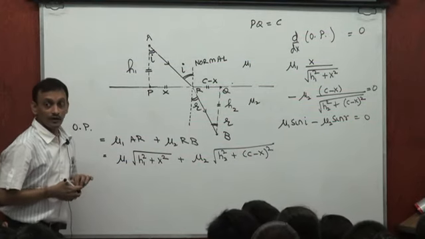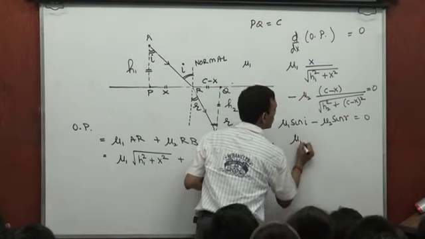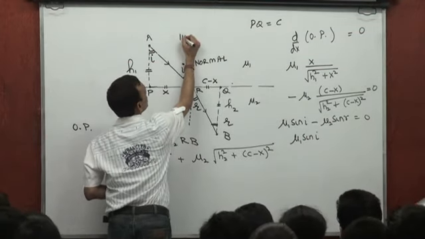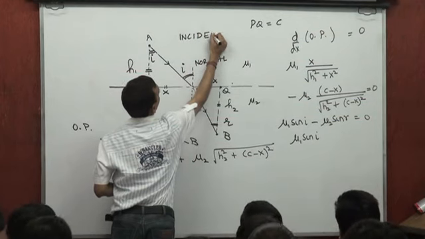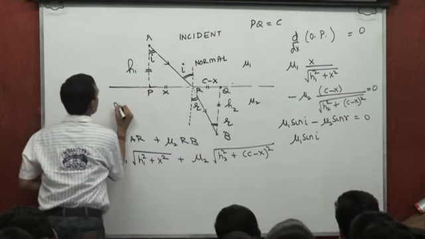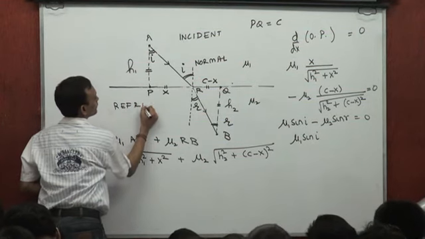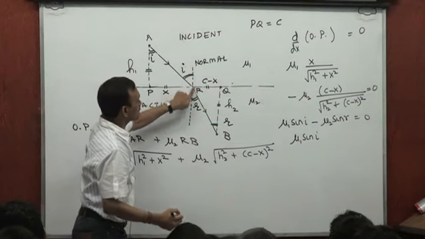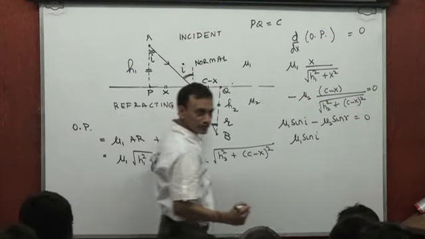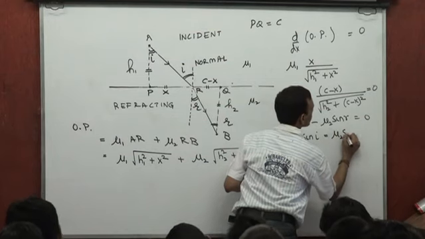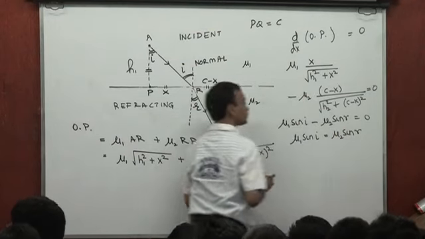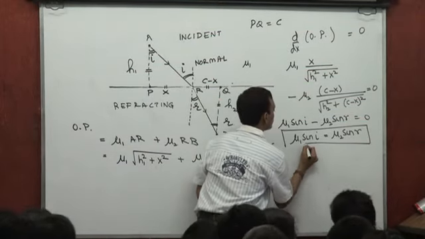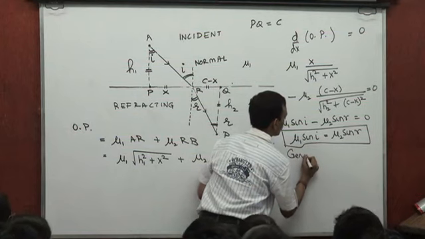Which means mu1 sin I, where mu1 is of the incident medium, and this is the refracting medium. Mu1 into the sine of the angle of incidence must be mu2 into the sine of the angle of refraction. And that's called the generalized Snell's law.